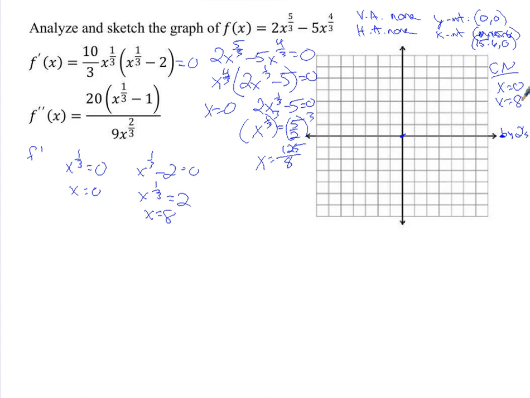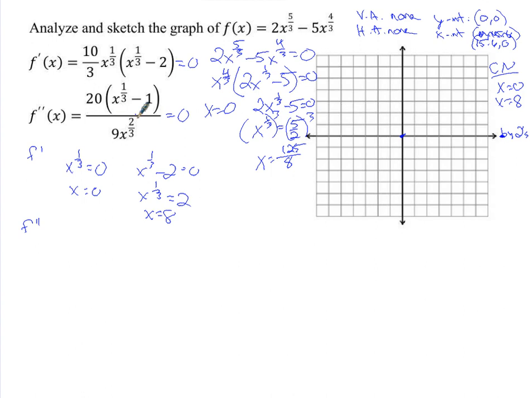Now what? Look for inflection points. So we take this guy right here, and we took the derivative, and we simplified it down to this. We set it equal to 0, and now I begin my second derivative analysis. I don't want to divide by a variable, but I can multiply both sides by the denominator to get rid of it. That's fine.